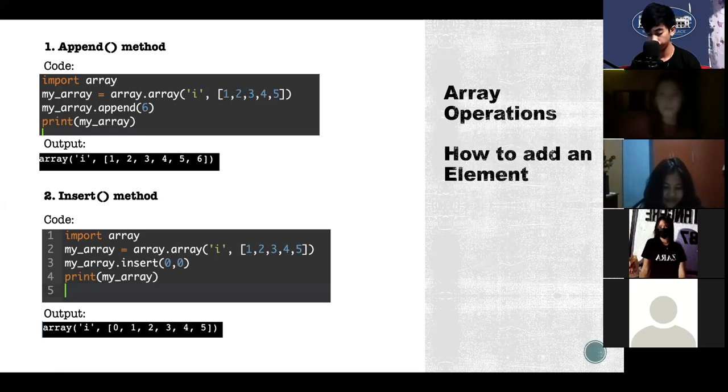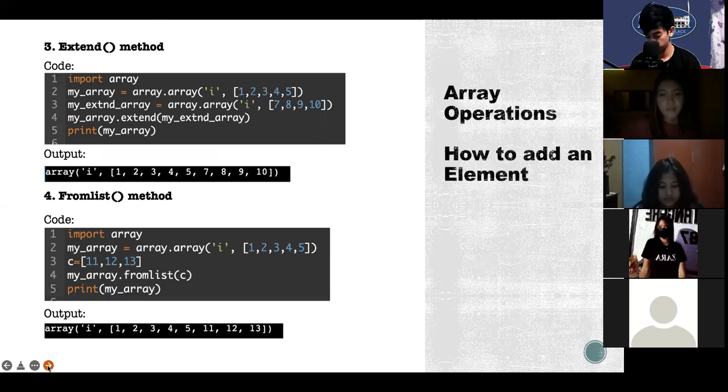Next. Thank you, Jen. I-add ko lang din po itong 0 and 0. These are the parameters, meaning 0 yung idadagdag mo sa 0 location ng ating data. Next. Next naman po, meron po tayong dalawa pang method to add an element sa ating array.